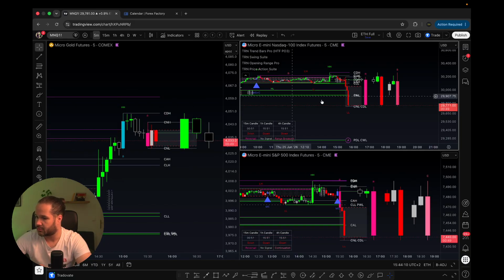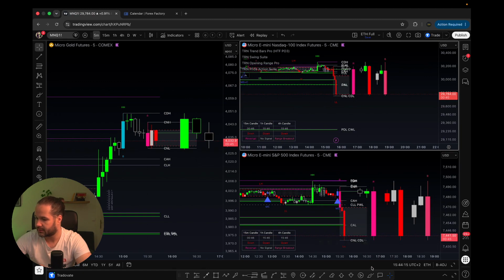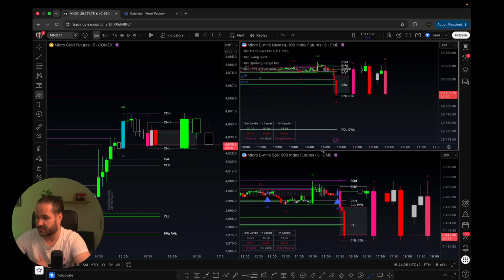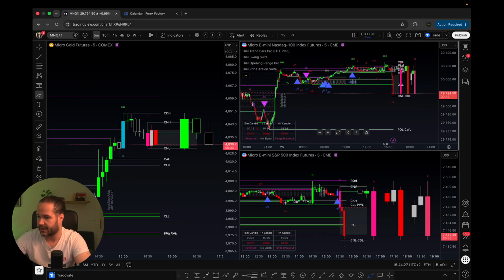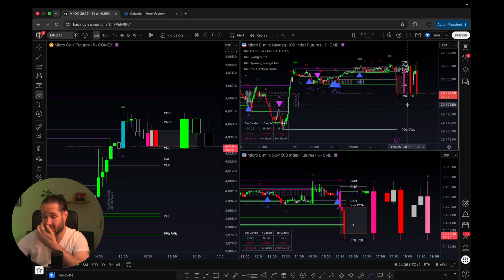So what we need now would be a pullback to this previous support and then bounce off with a candlestick pattern, and then I would be short. And this would match my daily bias. And it would probably be the start of a downtrend, and guys, this would be the target here. Would be a great risk-reward ratio.